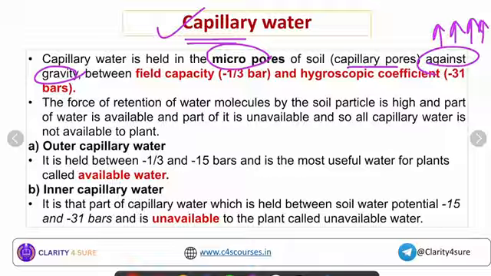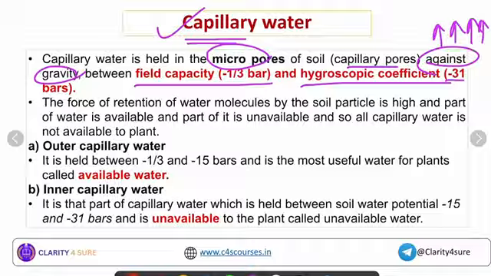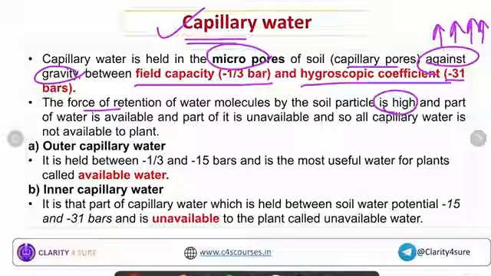It is present between the field capacity of minus 1 by 3 and the hygroscopic coefficient of minus 31 bar, okay, minus 31. But the force of retention of water molecules by the soil particles is high, so because of this, part of the water is available and part of the water is unavailable.